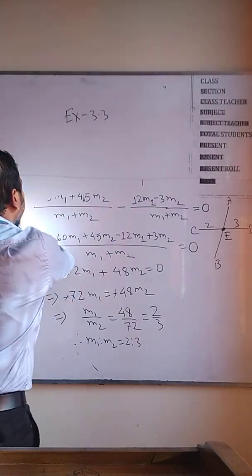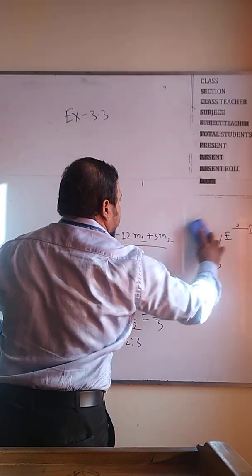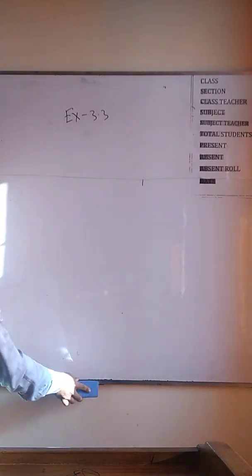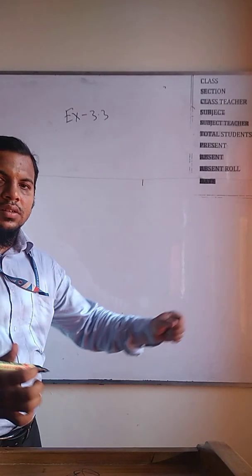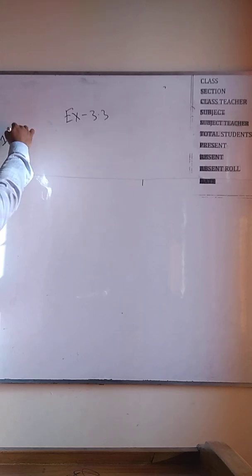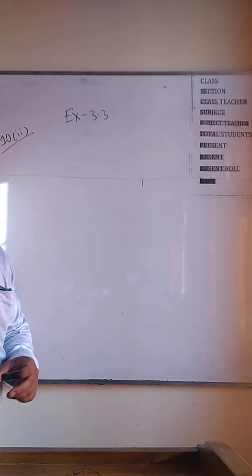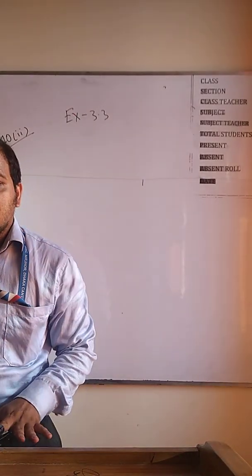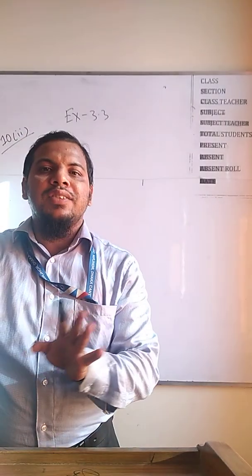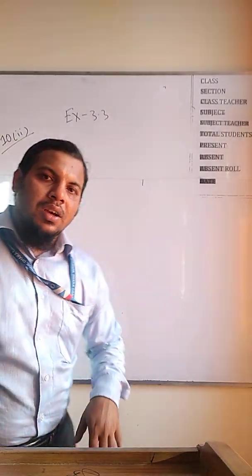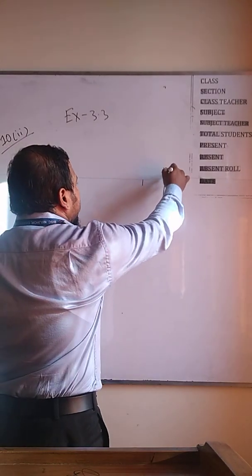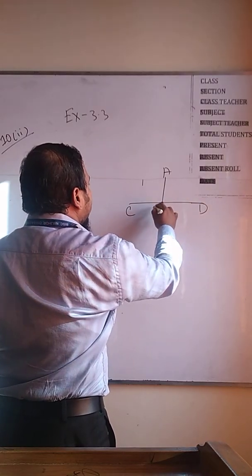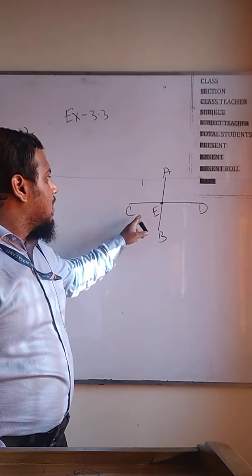I am showing you 10 number 2. It is also the same. Four points A, B, C, D are given, but here they tell that CD divides AB. All are the same. The coordinates are different, but they want to know in which ratio CD divides AB.